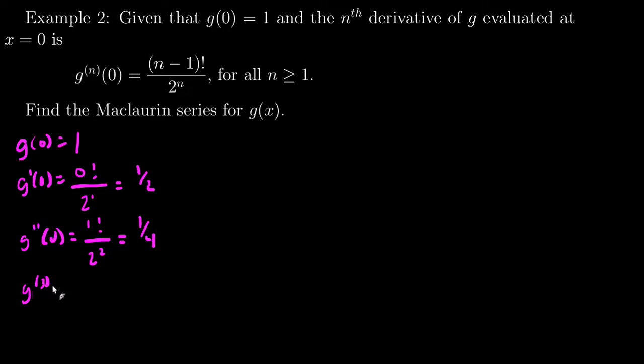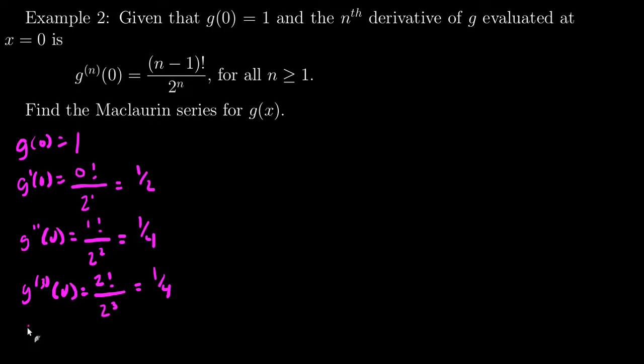The third derivative, 3 minus 1 is 2, so I get 2 factorial over 2 cubed. 2 factorial is 2. 2 cubed is 8. 2 over 8 is 1/4.